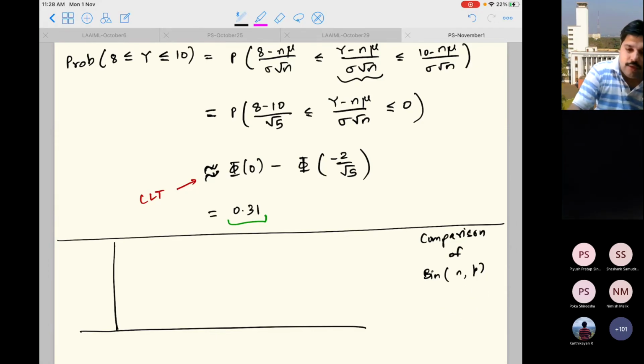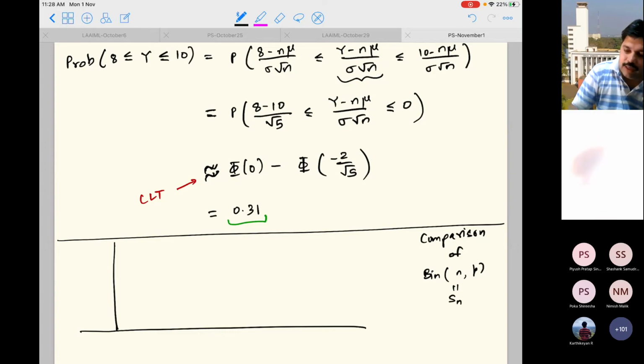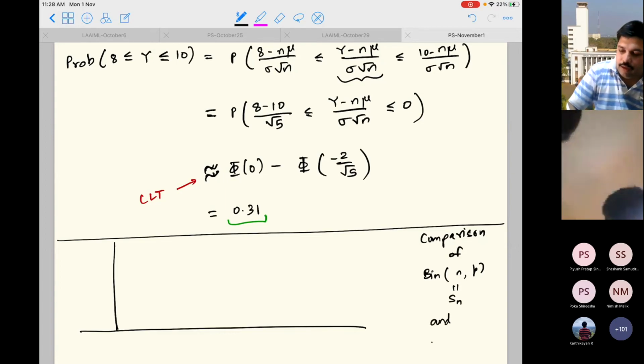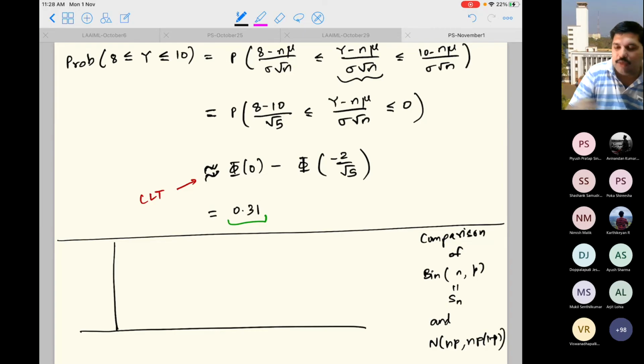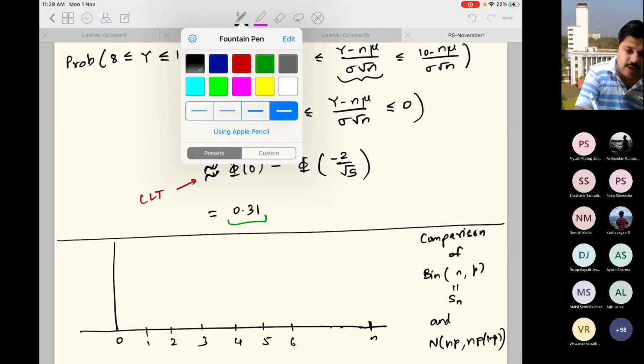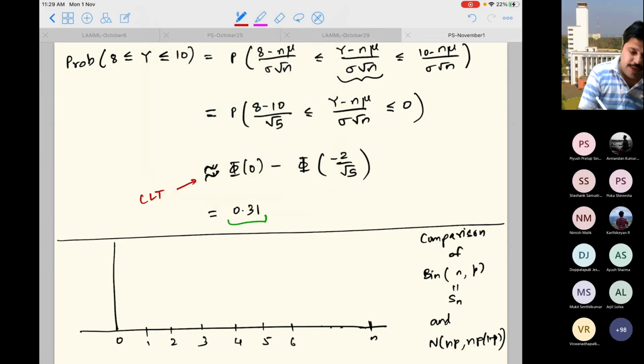In our notation, we are calling it Sn, and I will look at the normal random variable with mean np and variance np(1-p). So this is the normal random variable I'll look at. I don't want to do mean centering, that's why I'm doing this. So 0, 1, 2, 3, 4, 5, 6, and so on, up to n. This is the support of this binomial(n,p), a discrete random variable.